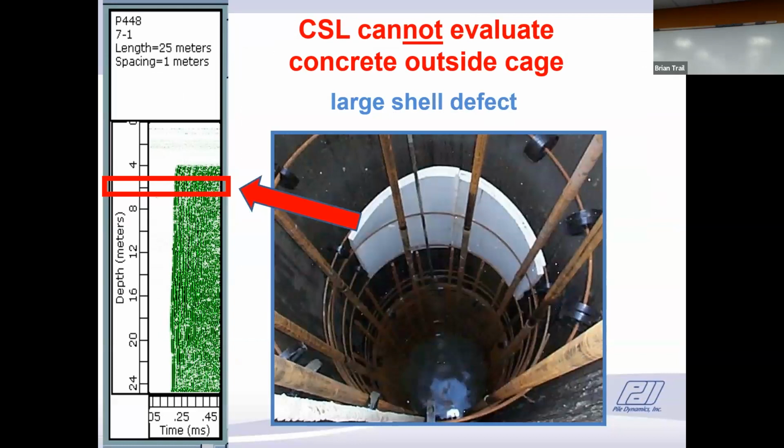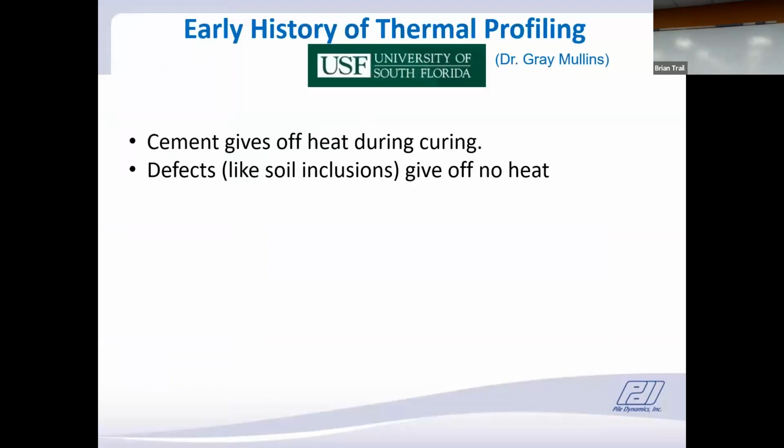This is a test where we put a defect on the outside of the reinforcing cage. And there's my waterfall diagram, and I see no indication whatsoever of a defect. So this method is not capable of looking at the concrete cover, which is very important if you have a lateral impact or force on the pile. So that's its major flaw.